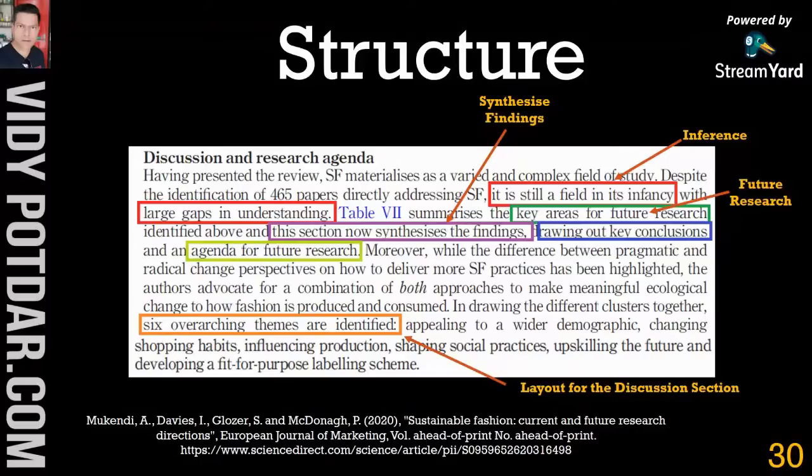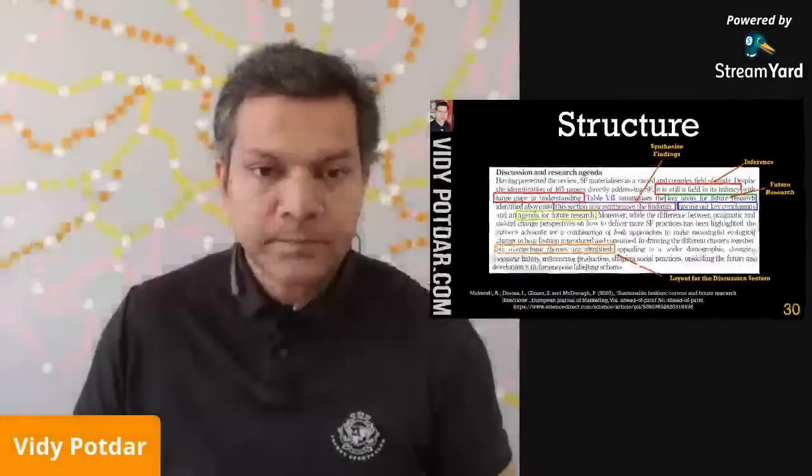In drawing the different clusters together, 6 overarching themes are identified. So these 6 themes are how the discussion section is structured. And these sections are appealing to a wider demographic, changing shopping habits, influencing production, and so on. So those are the 6 areas of how the discussion section has been structured. Okay, let's move on.